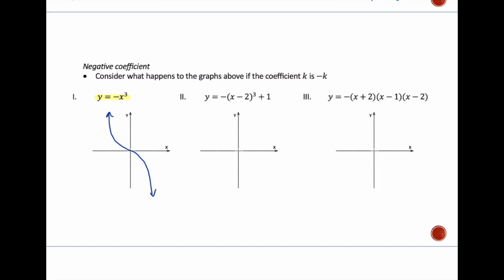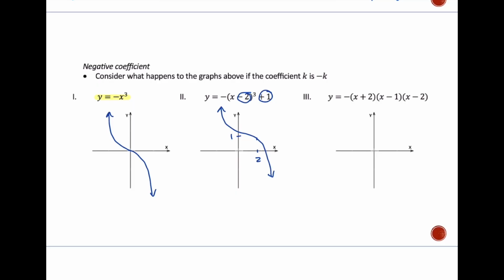Same with our other graph here. Notice that my translations are still going to be the same. I'm still moving to the right by 2 and up by 1. My point of inflection is still the same. The only difference now is that it's going in the other direction, like so.